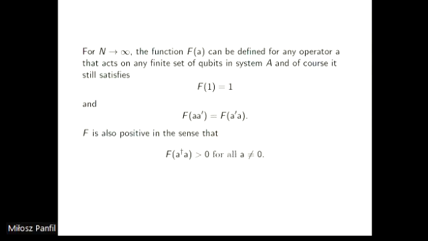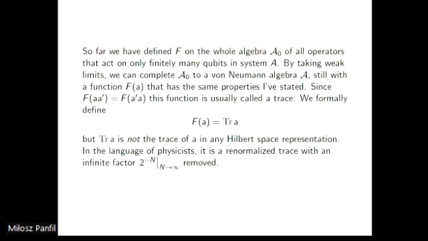So taking the limit of the infinite system, we have defined the function f of A for any operator A that only acts on a finite set of qubits in system A. And of course, it still satisfies these conditions, and it's also positive in this sense. So far, we've defined it on the whole algebra A naught of all operators that act on only finitely many qubits of system A. But now we can take what are called weak limits and complete A naught to a von Neumann algebra, still with a function f of A with the same properties I've stated.